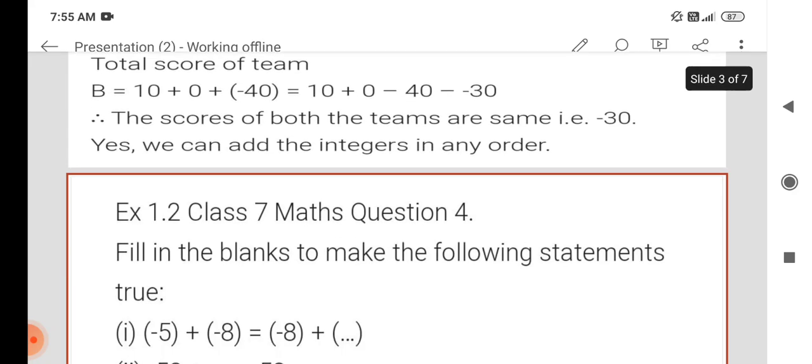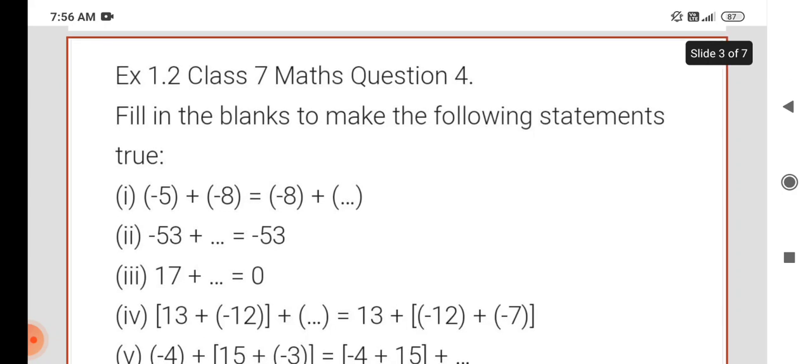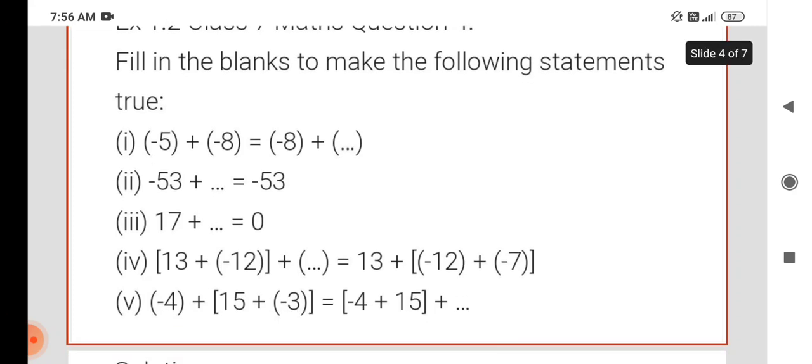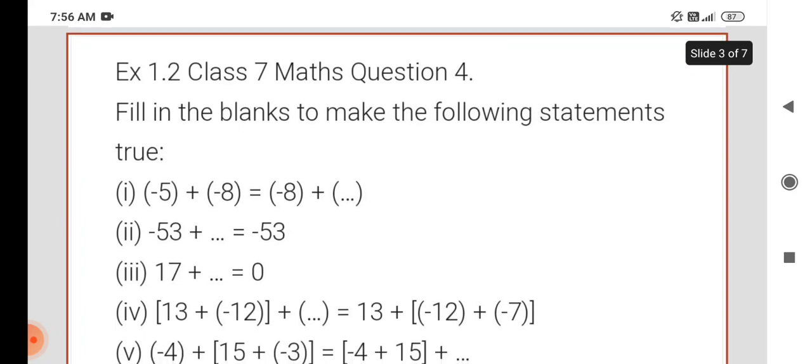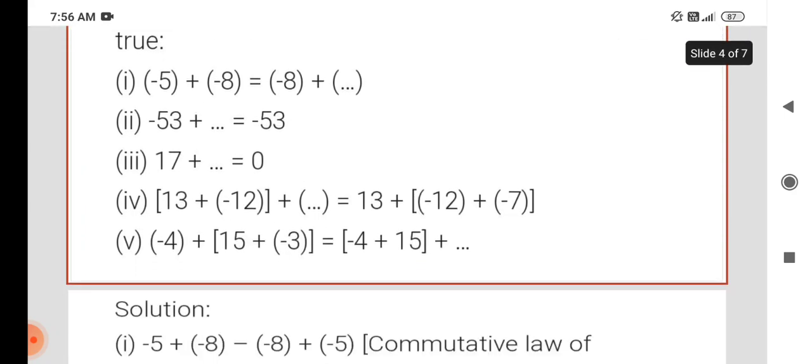Okay, next is question number 4. Fill in the blanks, mark the following statements true. Here we are given 5 questions, and here you use the properties of integers. How can we add integers?